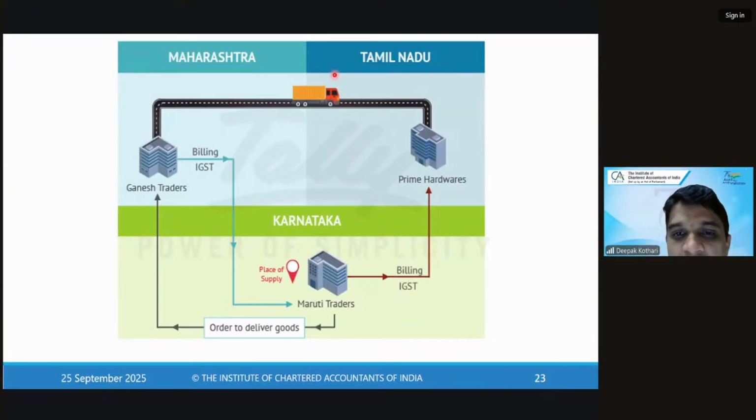Karnataka. Right, because the person whom I'm billing to, that becomes the place of supply. So the place of supply is Maruti Traders and the ship to is happening to Prime Hardwares. So who will claim the credit here for the bill of Ganesh Traders? Maruti Traders. Okay. Even though the goods are not received by Maruti Traders, they are sent to Prime Hardware on instruction of Maruti Traders. That's why Maruti Traders can claim the credit.